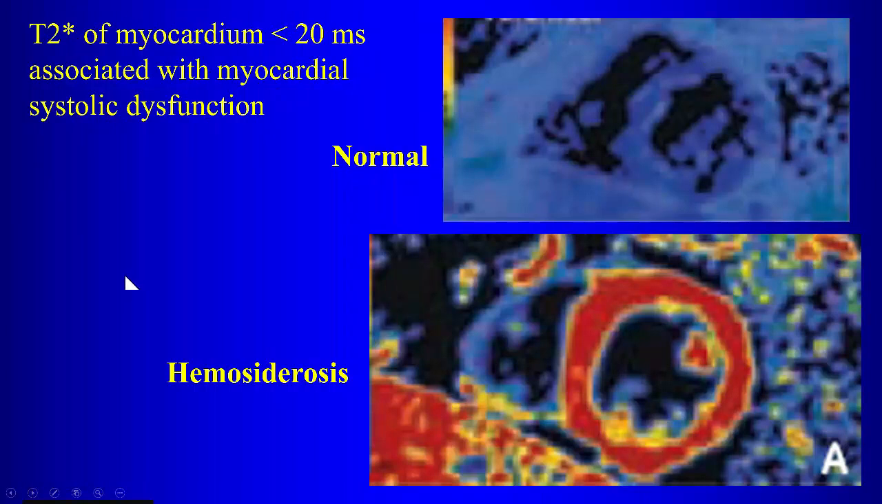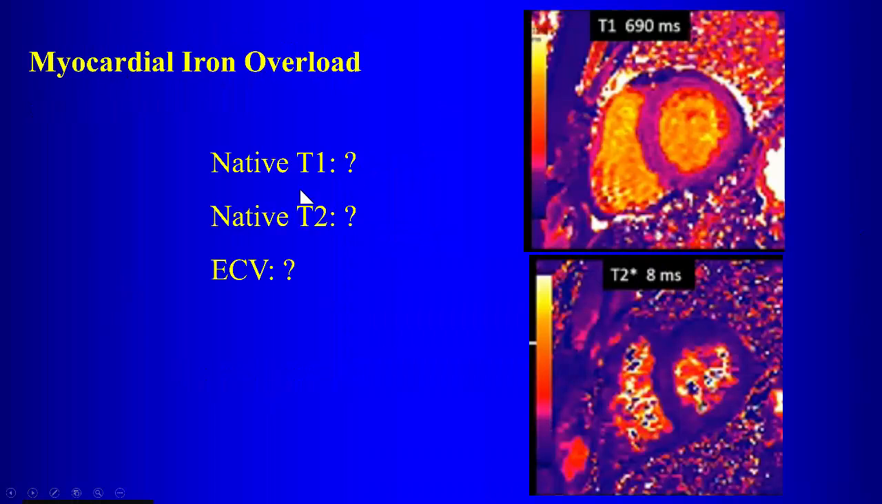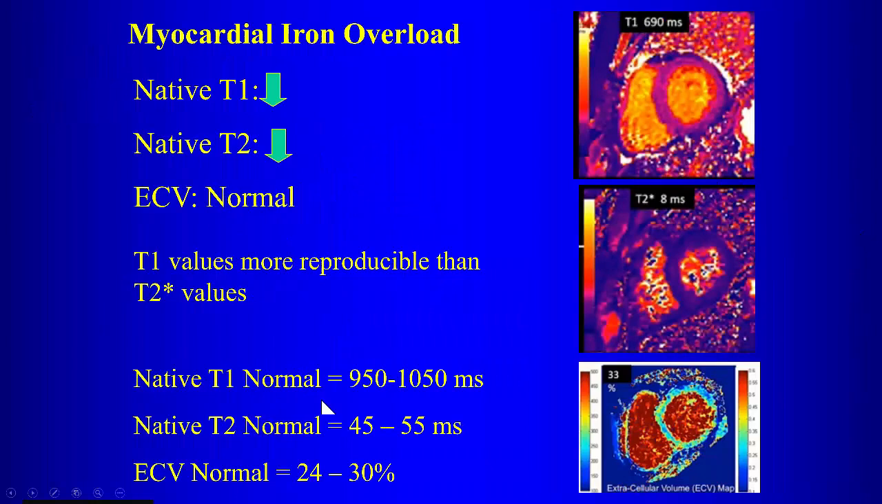Look for the abnormality. So what's going to happen to the native T1? Who says increase? What's going to happen to the T2? Increase or decrease? Decrease. What happens to the ECV? Well, surprise. Iron causes decrease. Remember, iron causes the signal to decay. So it decreases the T1 and decreases the T2. It's an intracellular process, so the ECV is normal.